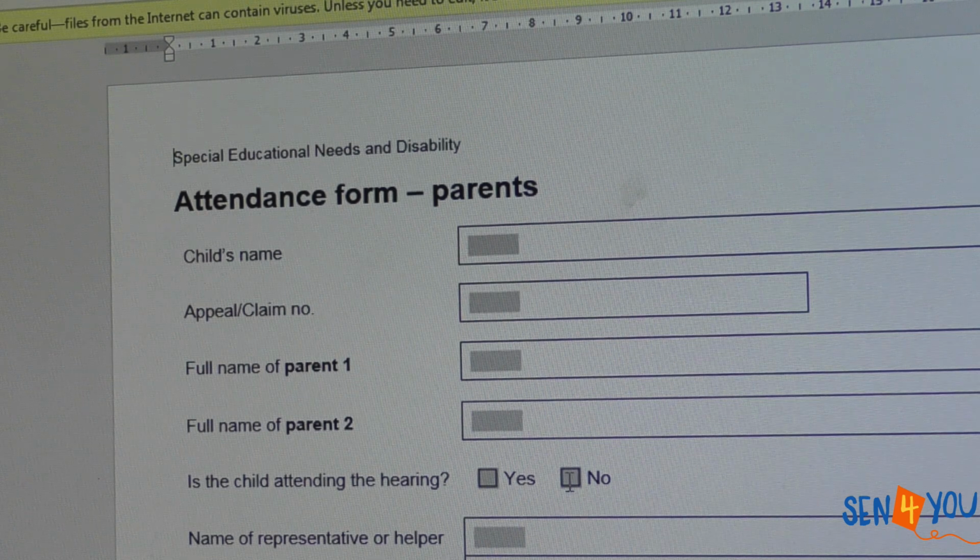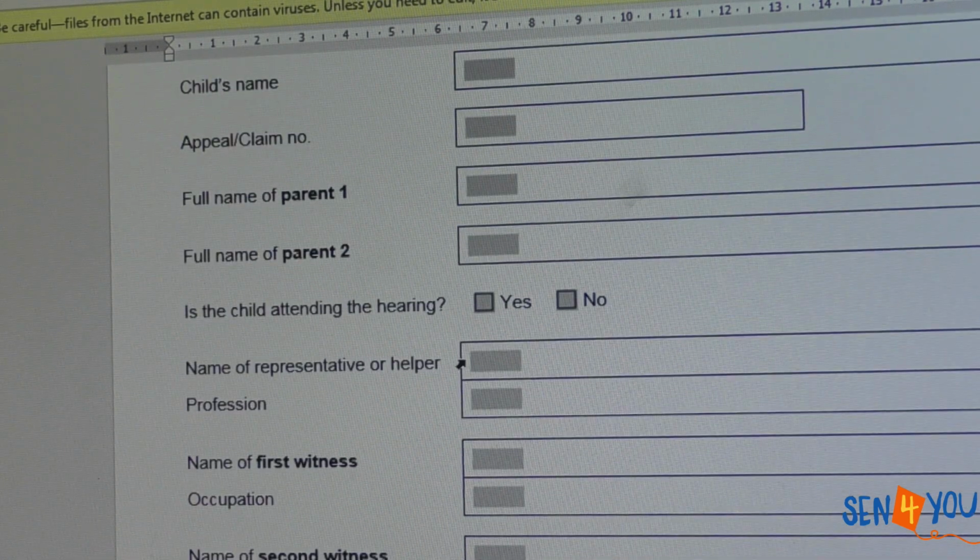You would also, if you've appointed a representative, put their details in here, and then you can put your witnesses' details in the next 3 boxes here. Now, you can bring 3 witnesses to the tribunal. If you need to bring more, then you have to make an application for a 4th or 5th witness.